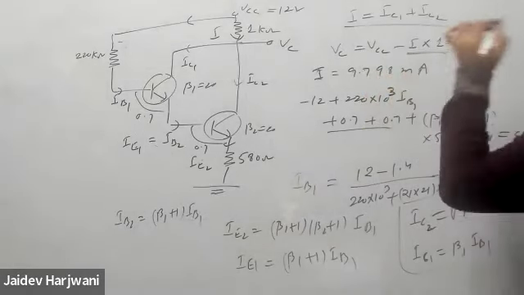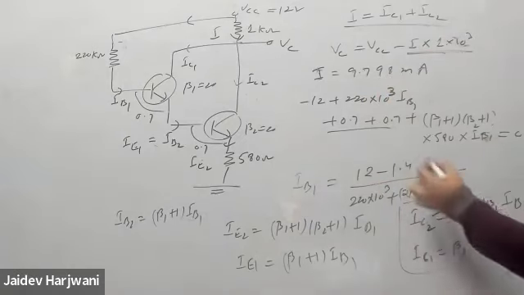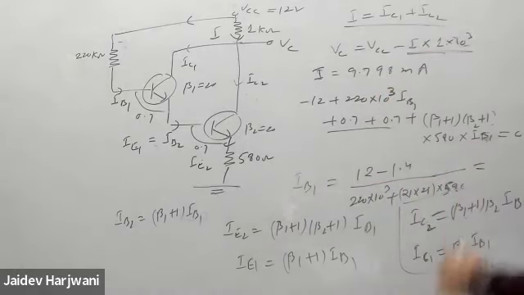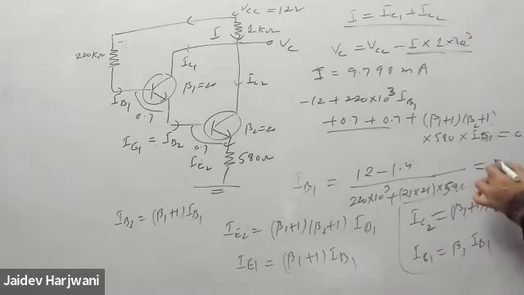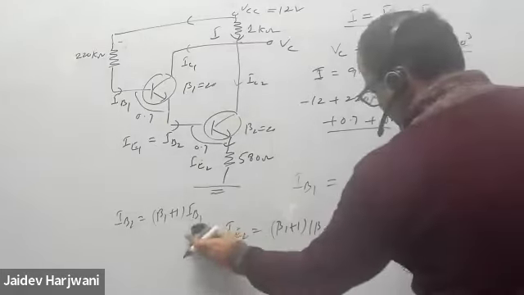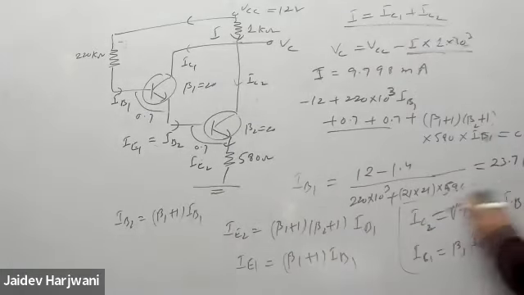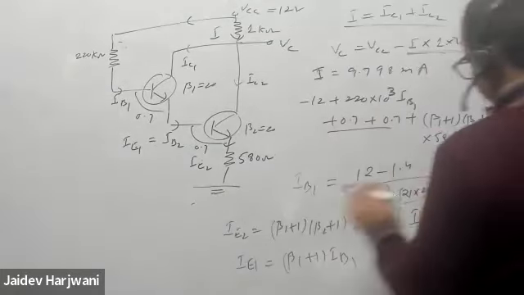It is approximately this one, because you have already solved this one, IB1. How much is coming for IB1? Tell me. 23.7 microampere, yes, microampere. Okay. So let us assume this value is correct. So I'm erasing this one. So if I erase this one, you have 23.7 microampere.